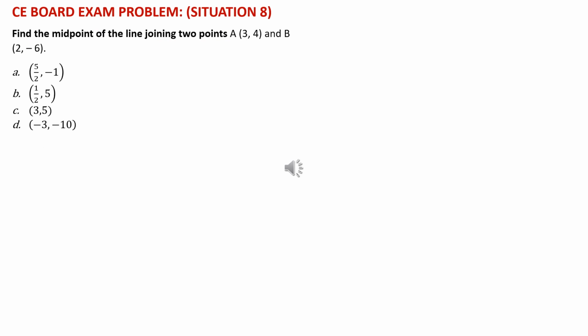Now, in this given CE board exam problem, situation number 8, we have to determine the midpoint of the line joining these 2 points A (3, 4) and B (2, -6). And also, these are the following choices shown below. We have (5/2, -1) for letter A, (1/2, 5), (3, 5), and (-3, -10).